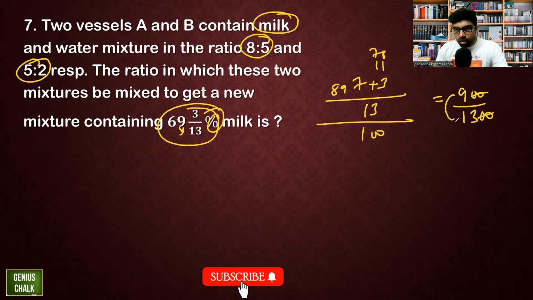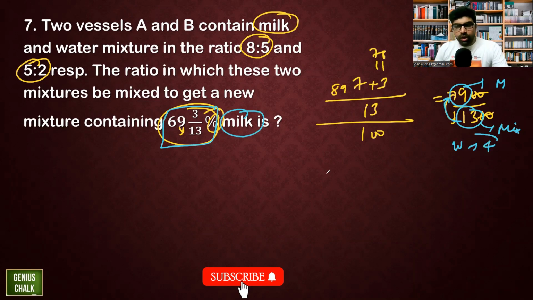So what is the ratio? 9:13. This is what is extra in this question. Everything else is the same, because the ratio is not given, the percentage is given. So this is the percentage of milk. This is milk and this is the mixture. Can I say water has to be the difference of the two? If there are 13 mixture, 9 milk, can I say 4 has to be water?